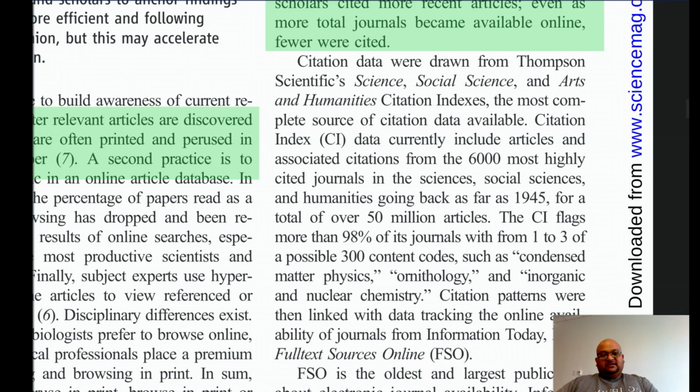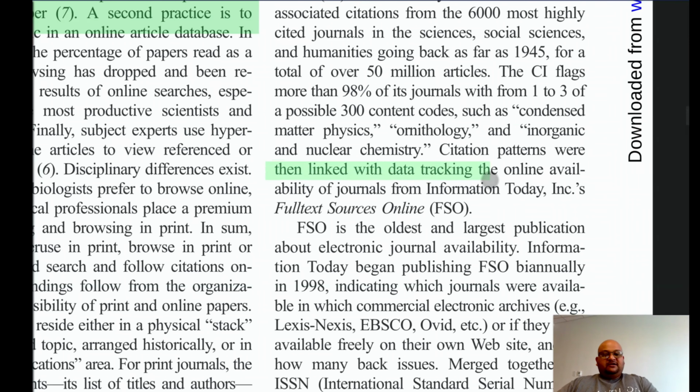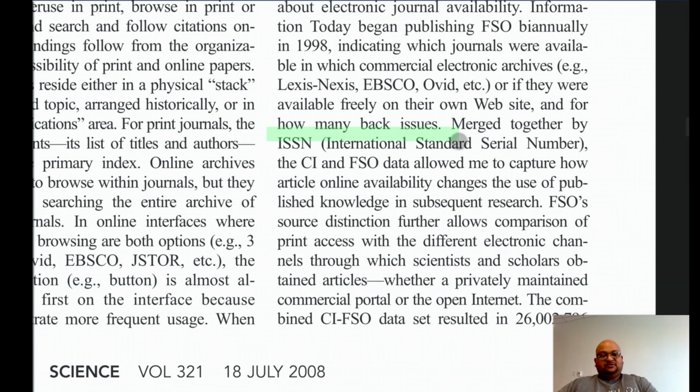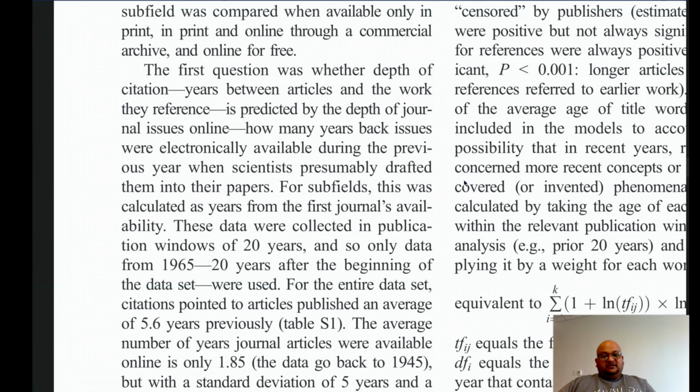What data sources did the author use? The most crucial one is the citation index, and this seems to have covered science, social science, arts, and humanities, and was the most complete source of citation data available at the time. This was joined by data regarding when journals became available online, as well as serial number data. So, combining these three data sources, the author was able to make a statistical model for how online availability of sources changed citation patterns. Let's get right into the results.